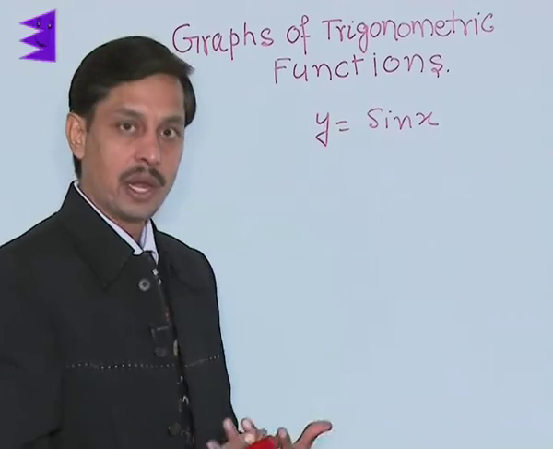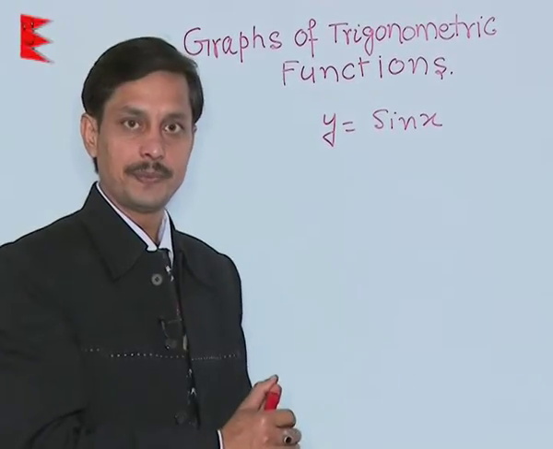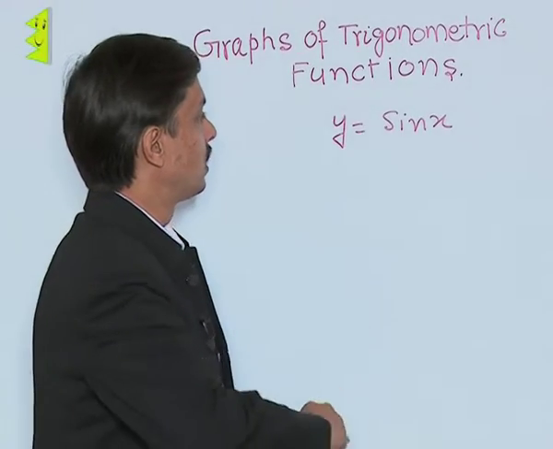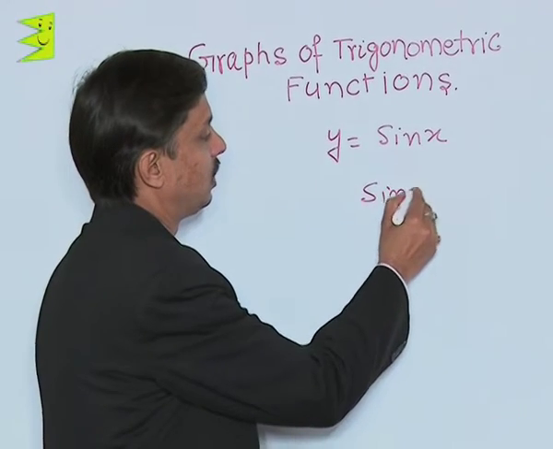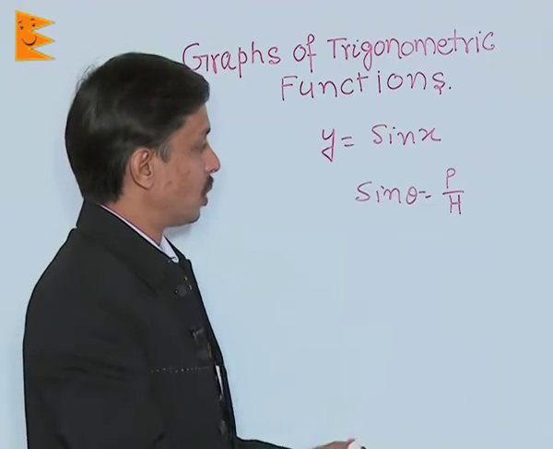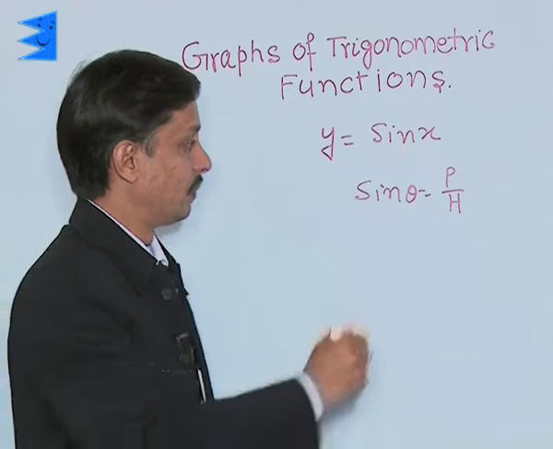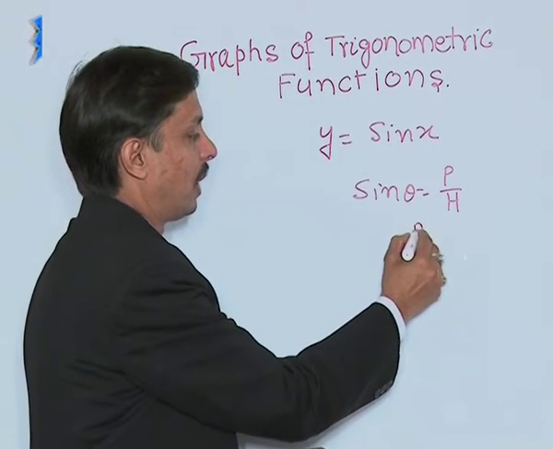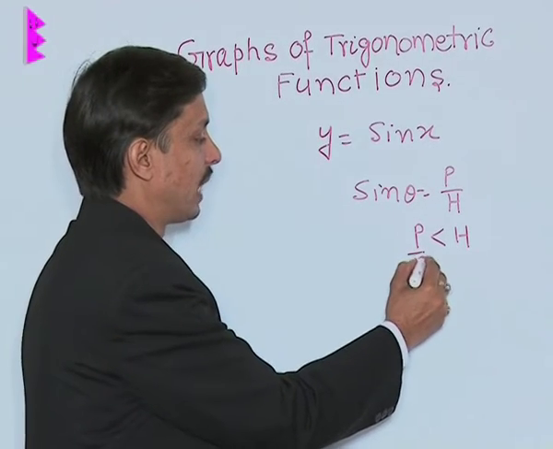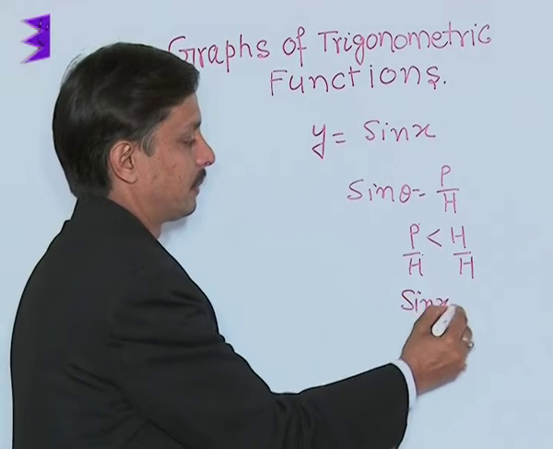Now, few things I would like to tell you before I go to put its graph. We know that the sine function, in class 10th you know sin theta is given by perpendicular upon hypotenuse. So this is the reason that the value of the sine can never be more than 1. Why? You know it very well that perpendicular is always less than the hypotenuse. If I divide both sides by hypotenuse, I will say P upon H is the sine theta or sine x.